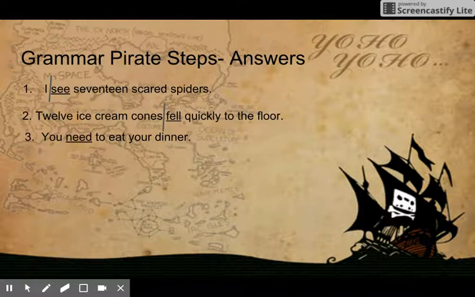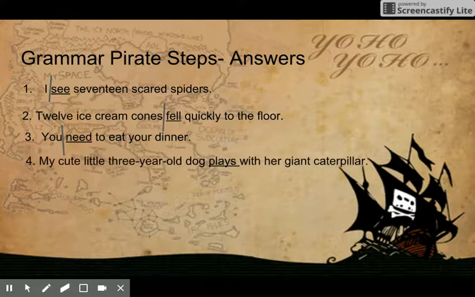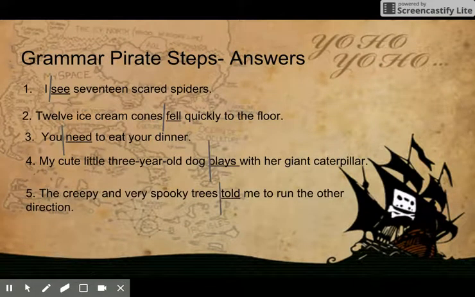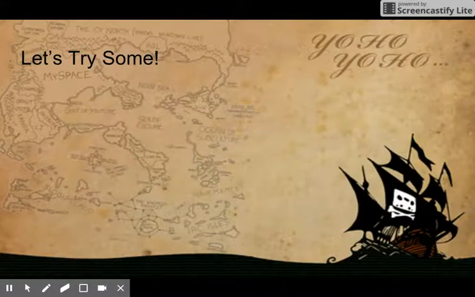You can see step 1, underline the verb, draw the mast. Underline the verb, draw the mast. Steps 1 and 2. All right, let's try some more looking for simple subjects, complete subjects, simple predicates, and complete predicates.